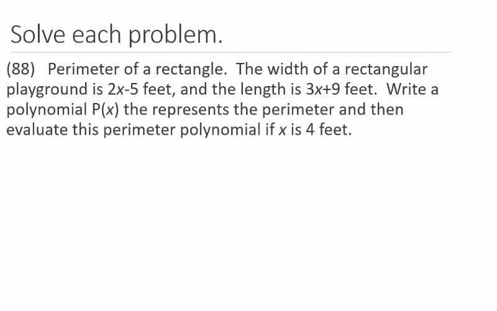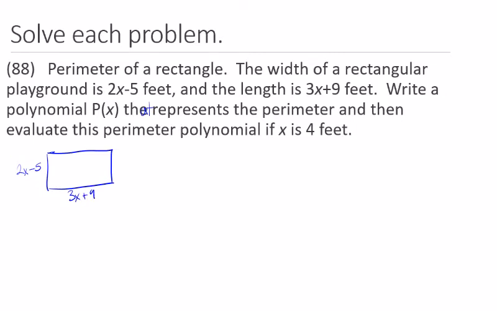So it should say, write a polynomial p of x that represents, right? All right, so if it helps, draw a picture. So the width of this playground is 2x minus 5 feet. The length is 3x plus 9.